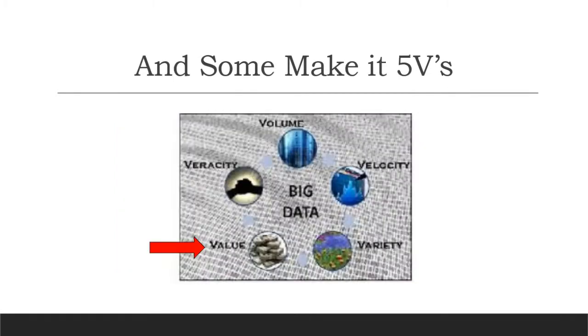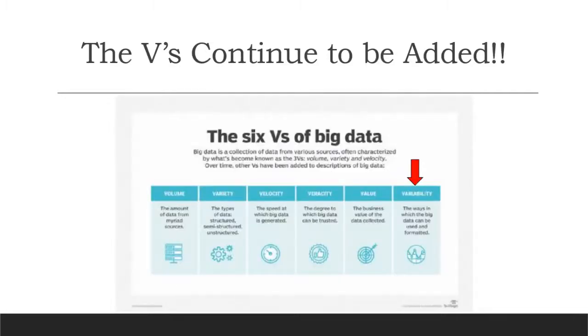And then some make it 5 V's, and I've sort of touched on this already. In addition to the 4 V's, we also have value, that there has to be value in that data. And that's where data mining comes in, to get insights from the data. And then the V's continue to be added. Now we are talking about variability, which is the ways in which the big data can be used and formatted.